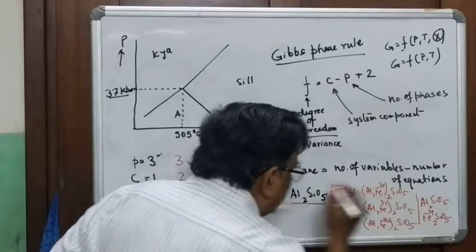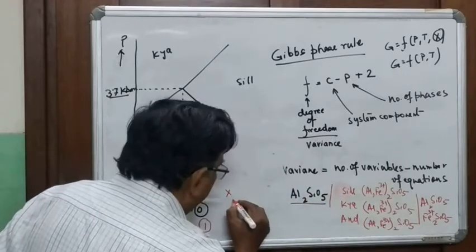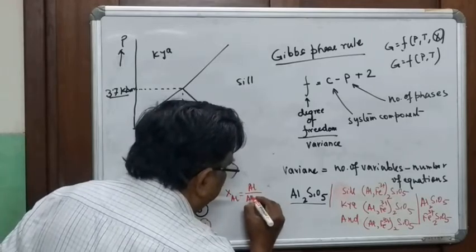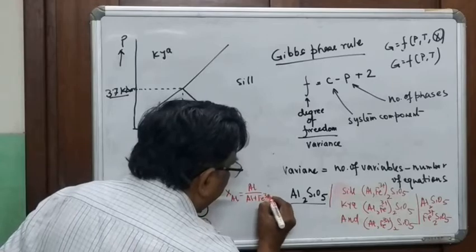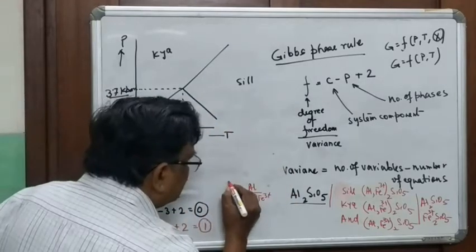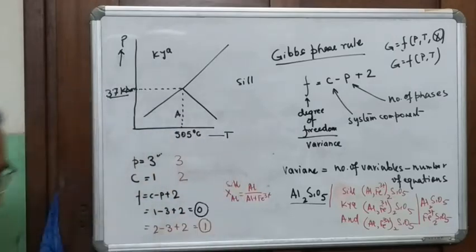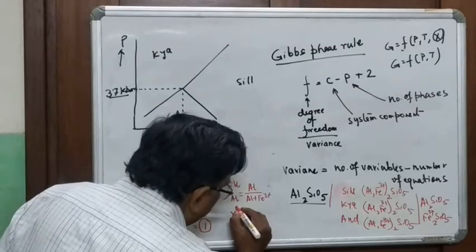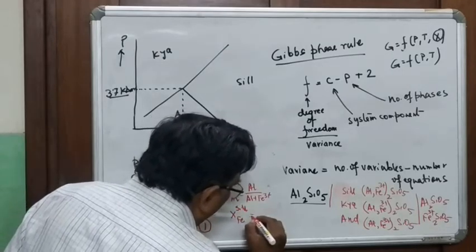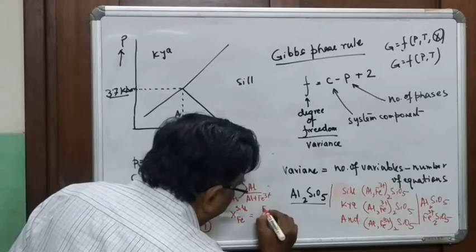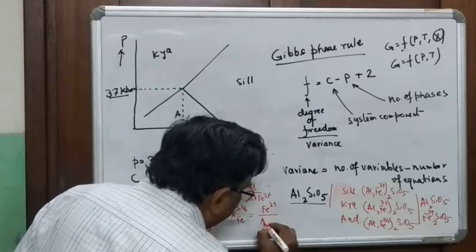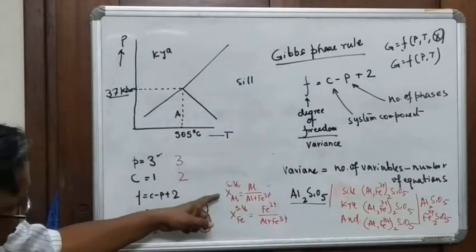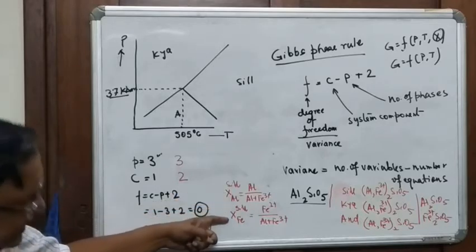For this composition, I can write XAl is equal to Al divided by Al plus Fe3+, and this is in sillimanite. Have you understood? So XFe3+ in sillimanite is equal to Fe3+ divided by Al plus Fe3+. That means now you have XAl and XFe in sillimanite.